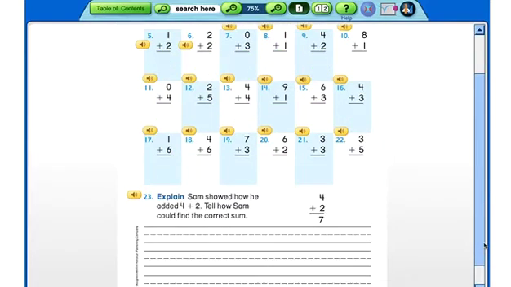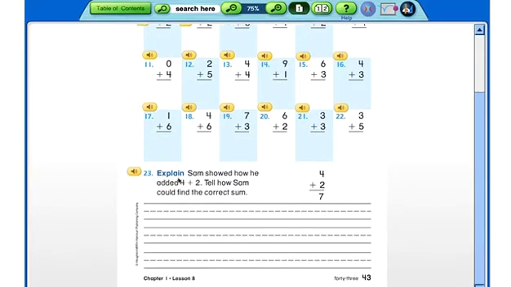Down below, they ask you to explain. Explain means to tell how you did something. So it says, Sam showed how he added 4 plus 2. Tell how Sam could find the correct sum. So 4 plus 2 does not equal 7. I'd like you to figure out what it does equal and then tell me how you figured it out.